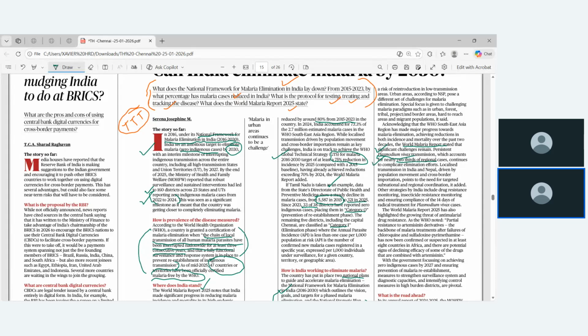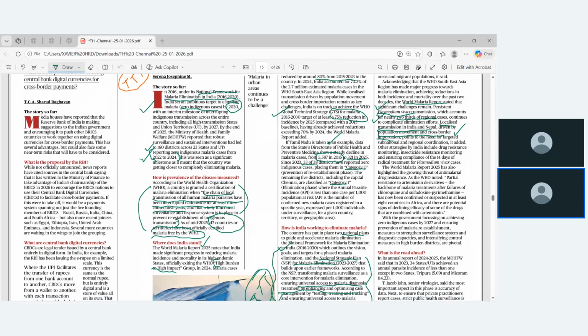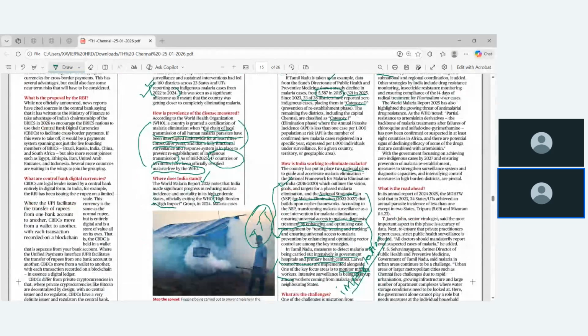Another challenge is the localized transmission, especially in India and Nepal, driven by population movement and cross-border importation. This is another reason. What does importation mean? It means bringing goods or services into the country from outside or from various regions. So this is another challenge.